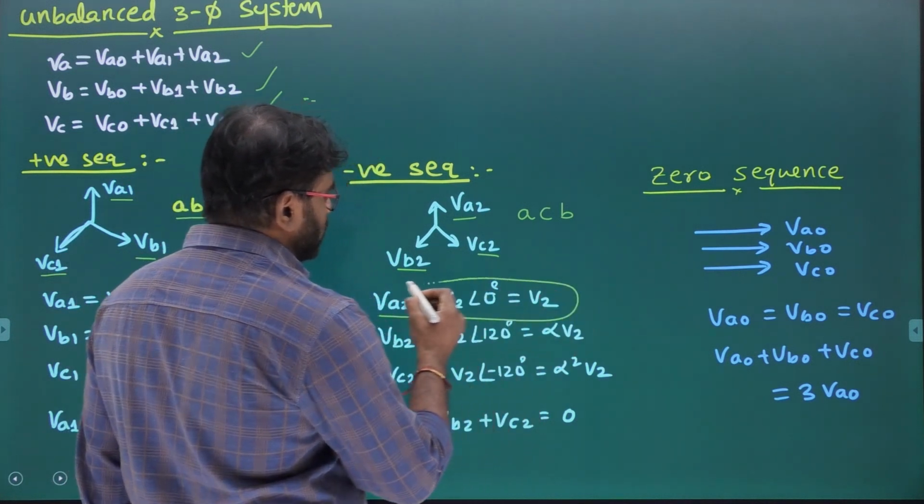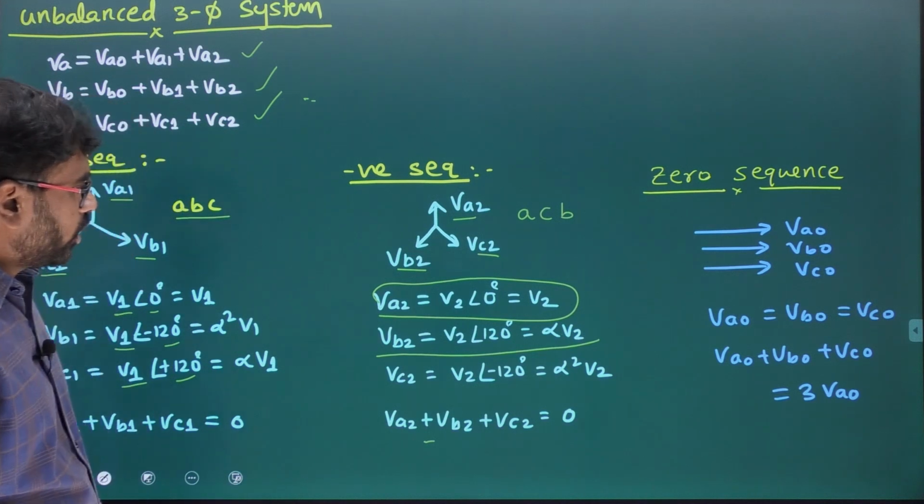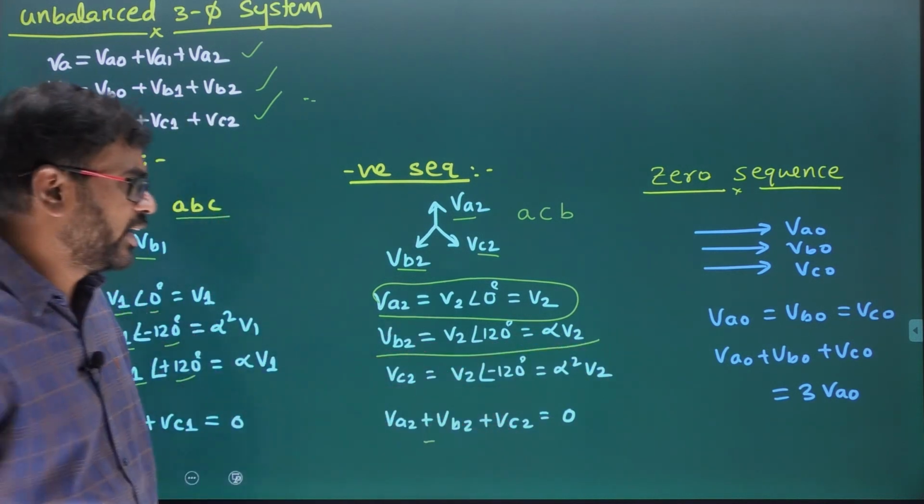VA2 is V2 at an angle 0, simply V2. VB2 is what? Alpha V2. What about VC2? Alpha square times V2. So VA2 plus VB2 plus VC2 is again 0.